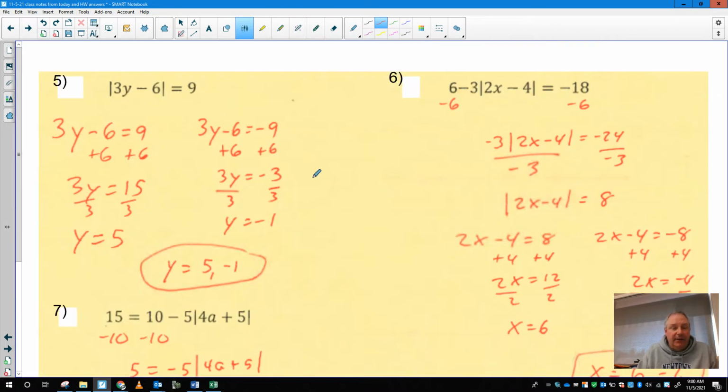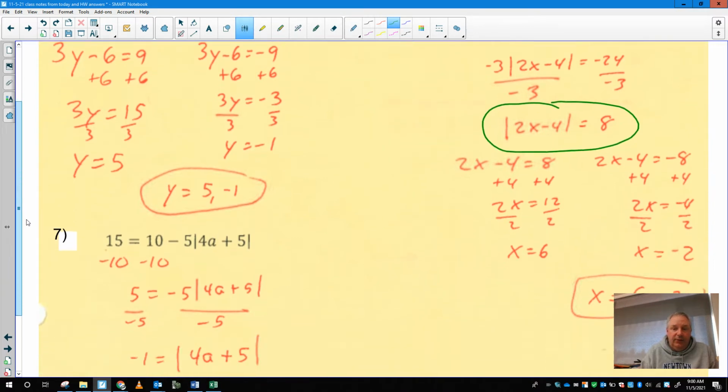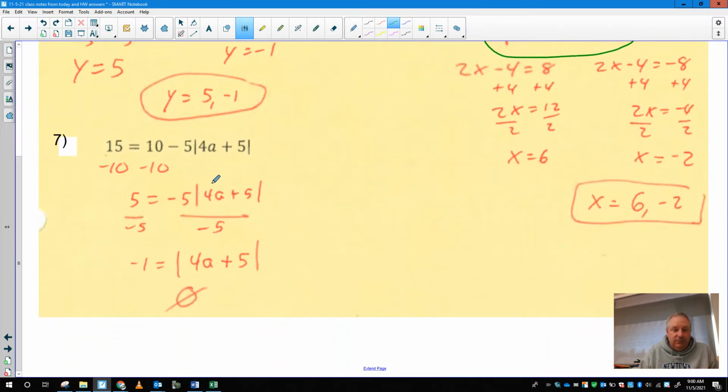Absolute value we've been practicing for a little while now. The key is we have to have 2 equations and we get 2 answers. Number 6, you would subtract first, then divide by -3. This is when you write the 2 sentences. This is when you decide if it's no solution. So I have 2 sentences, and the answers, again, this was all posted. And the last one, when I subtract 10 and divide by -5, at this point I have the absolute value equals a negative, which always gives me no solution.